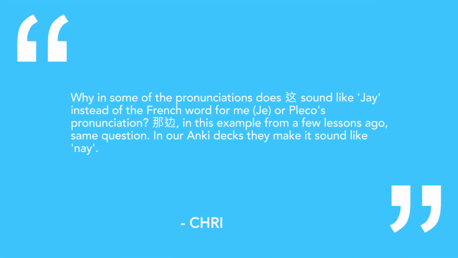Chris Lewis on 这些 or 这些 in context. Why in some of the pronunciations does je sound like j instead of the French word for me, je, or Pleco's pronunciation? 那边 in this example from a few lessons ago, same question. 那边. In our Anki decks, they make it sound more like ne. Yeah, so I don't know if maybe Chris didn't do the Pronunciation Mastery series. We talked about this in Pronunciation Mastery, that je and na, depending on their context, can also be pronounced j and ne. There are situations where you do not use the a ending.